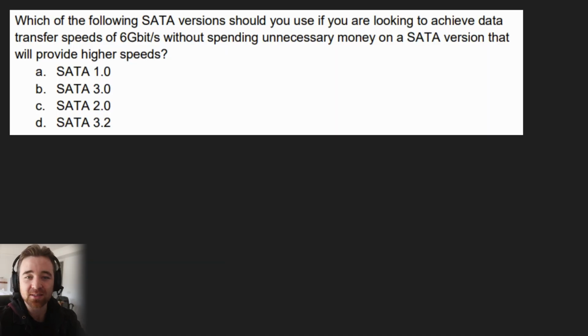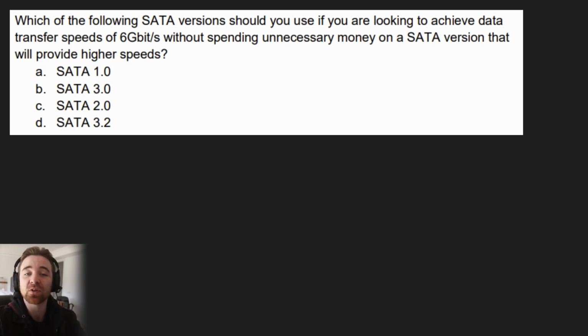Now, we'll move on to question 3. We're talking about SATA and speeds. The question reads: which of the following SATA versions should you use if you are looking to achieve data transfer speeds of 6 gigabit per second without spending unnecessary money on a SATA version that will provide higher speeds? A. SATA 1.0, B. SATA 3.0, C. SATA 2.0, or D. SATA 3.2.